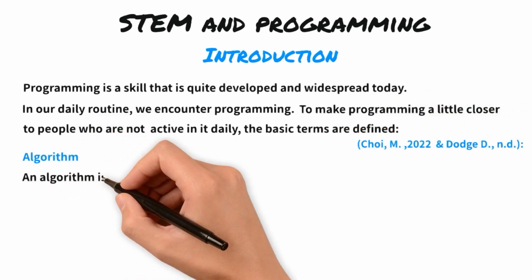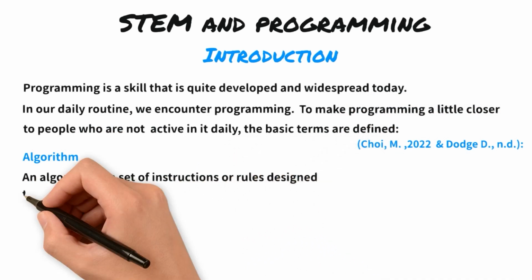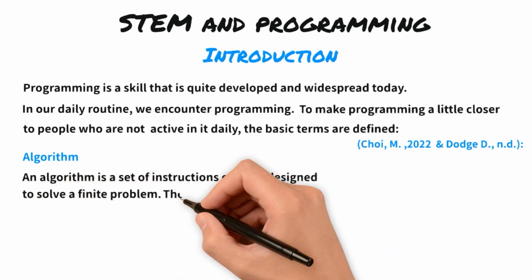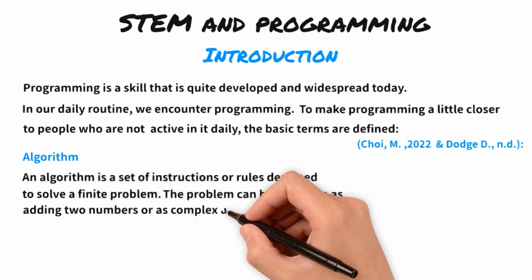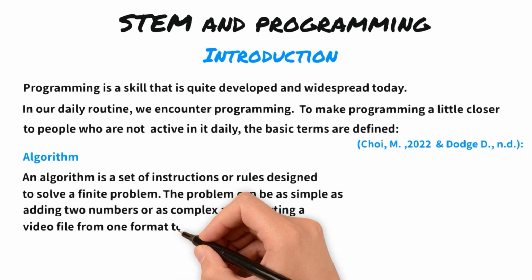Algorithm. An algorithm is a set of instructions or rules designed to solve a finite problem. The problem can be as simple as adding two numbers or as complex as converting a video file from one format to another.